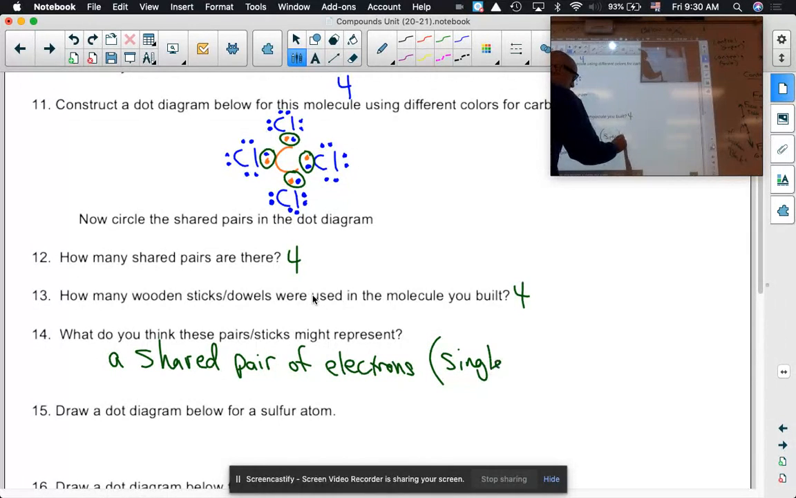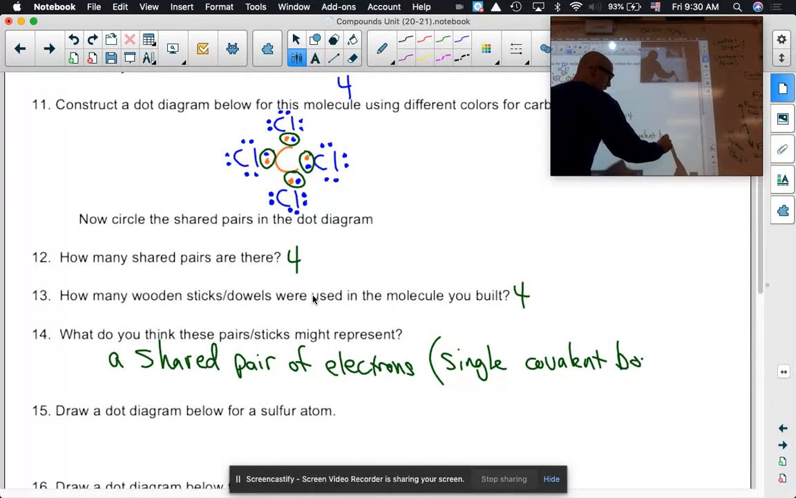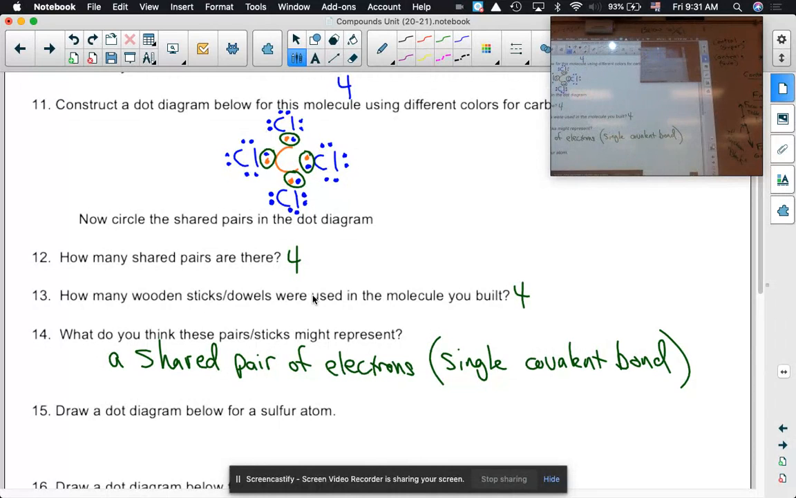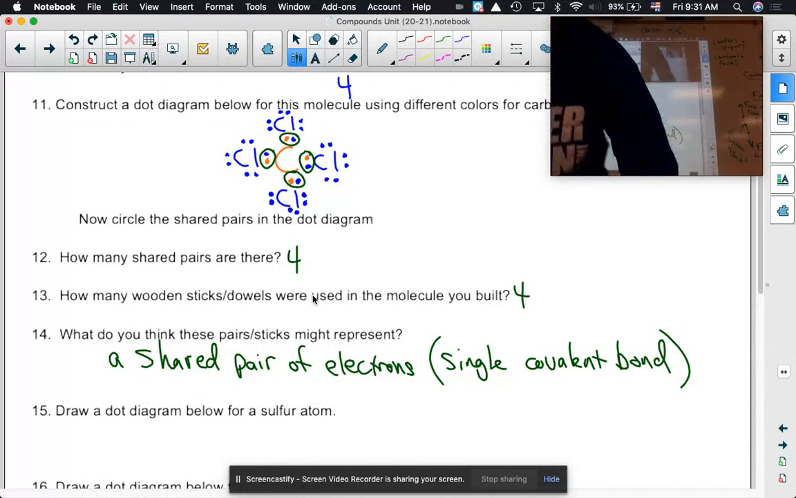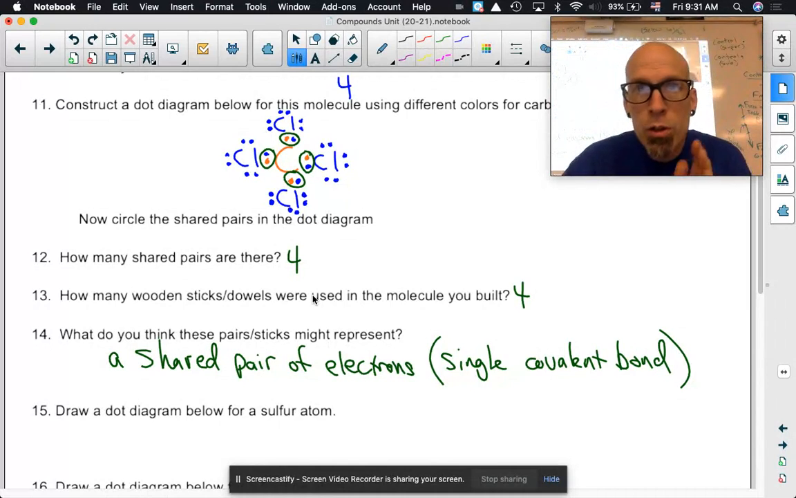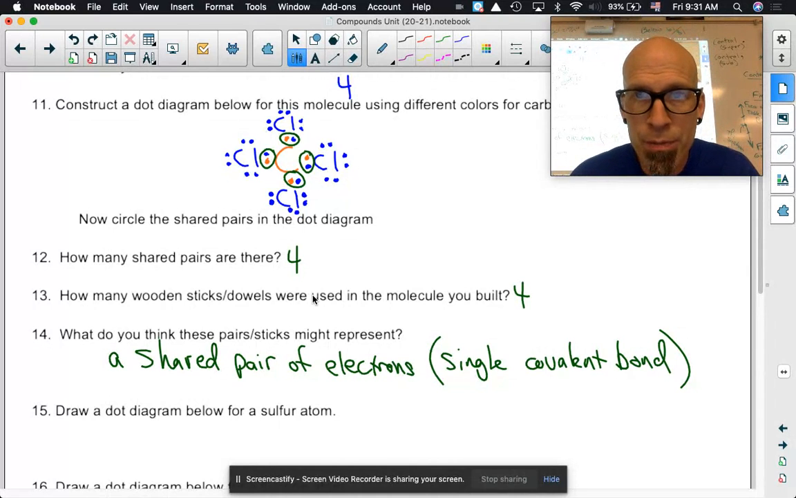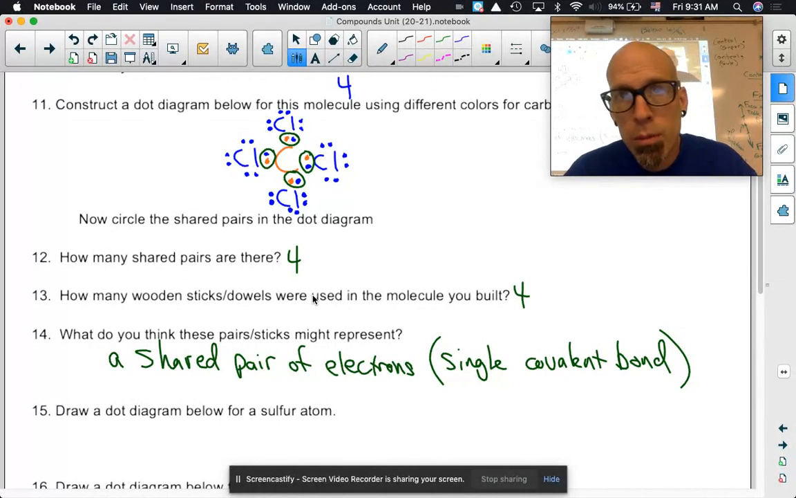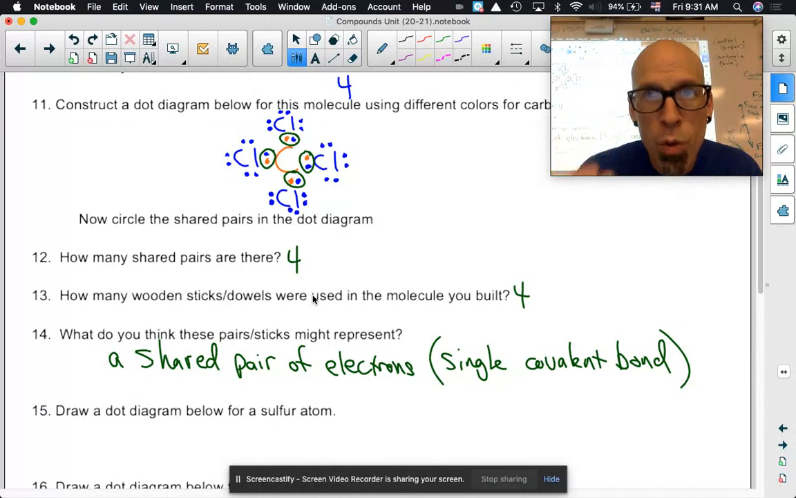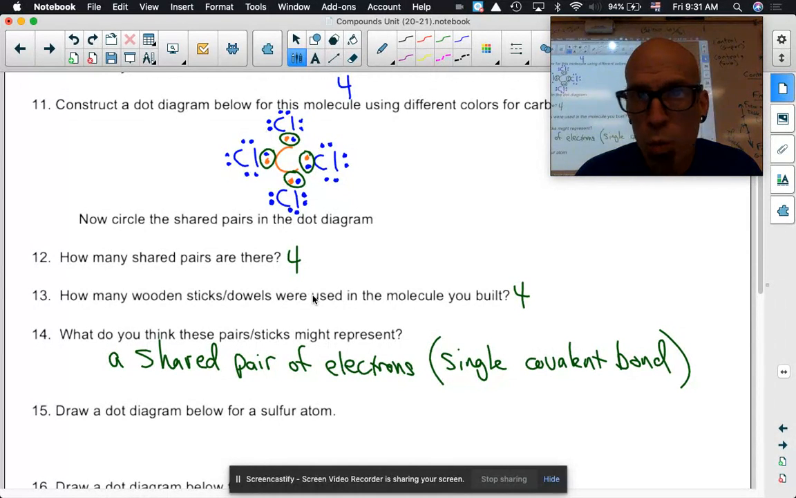a single covalent bond. That's what a single covalent bond is. When you share a single pair, which means that there can be more than just one pair that's shared between each atom. Now, we won't get into any of those, but there's more than one kind of covalent bond. We're only going to deal with single bonds because they're the simplest and easiest.